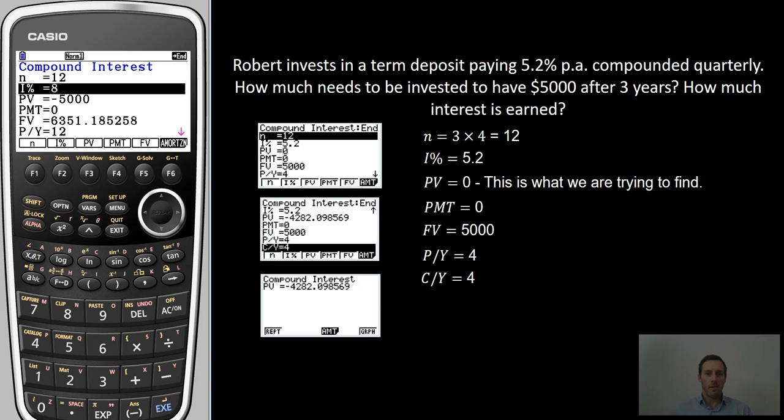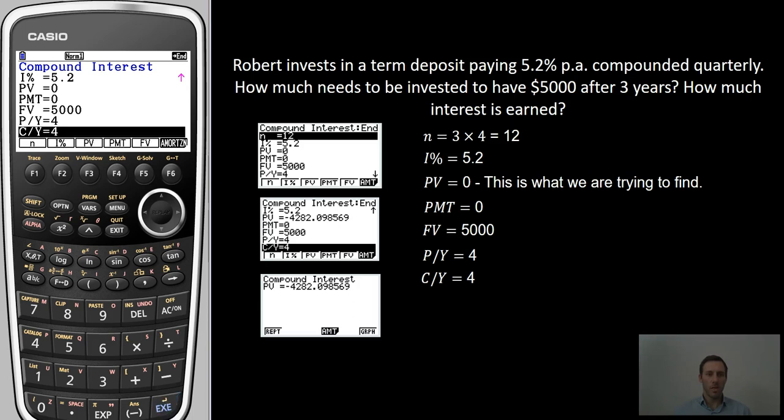The interest rate is 5.2. We're going to put 0 as the present value because we're trying to calculate the present value. PMT stays as 0. The future value, we want 5,000. We're going to change P/Y and C/Y, which is our compounding periods, to 4 because it compounds quarterly and therefore 4 times per year. Now we're trying to find the present value, so this time we press PV, which is F3, and we get the present value of the investment would be $4,282 and approximately 10 cents. You'll notice that's exactly what I got in the older calculator as well, which I've provided screenshots for.